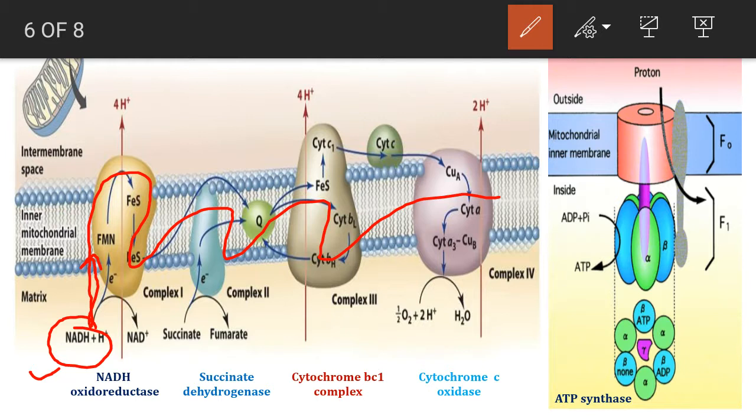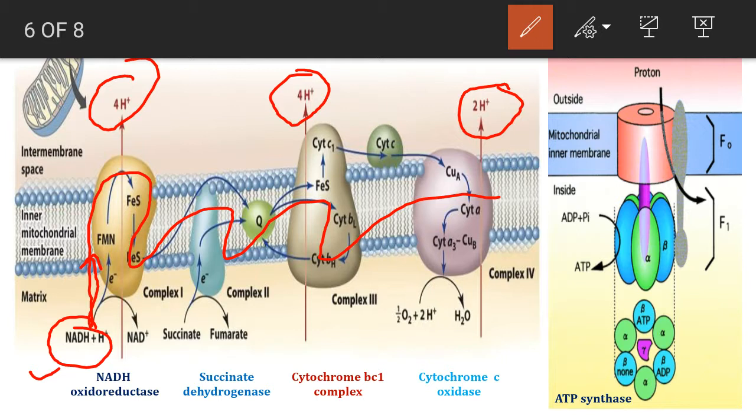Remember that when this electron passes through complex number 1, there is a transfer of 4 protons from the matrix of the mitochondria toward the intermembrane space. Now when that same electron reaches complex number 2, no proton will be transferred, but when it reaches complex number 3, again 4 protons will be transferred. At complex number 4, 2 protons will be transferred.